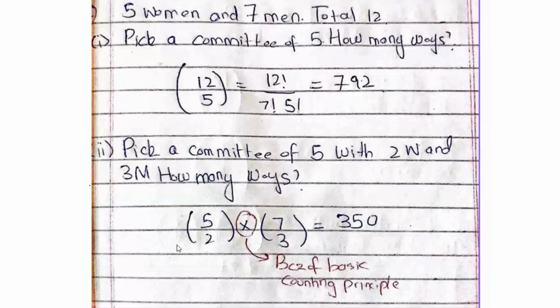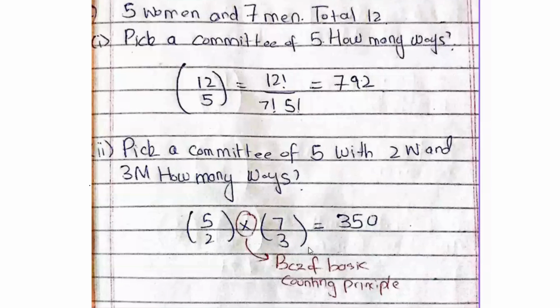So together, how many different ways can we do this? Here we'll apply the counting principle, because we have one experiment which is choosing 2 women out of 5 women, which can be done in 5 choose 2 ways. And then we have another experiment where we're choosing 3 men out of 7 men. This can be done in 7 choose 3 ways.